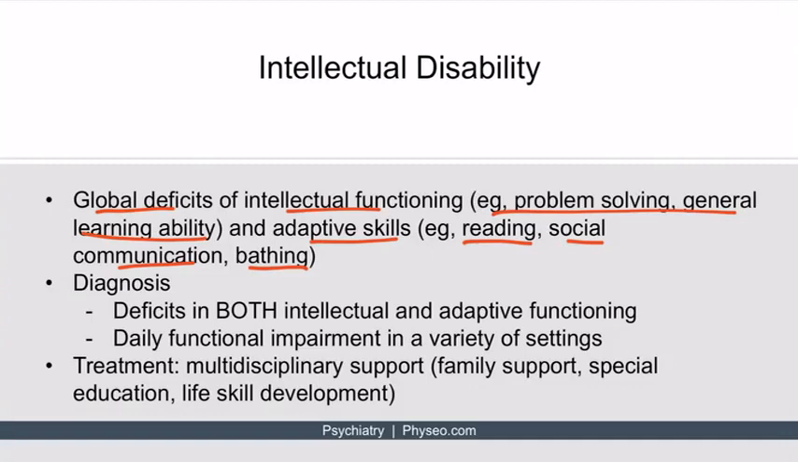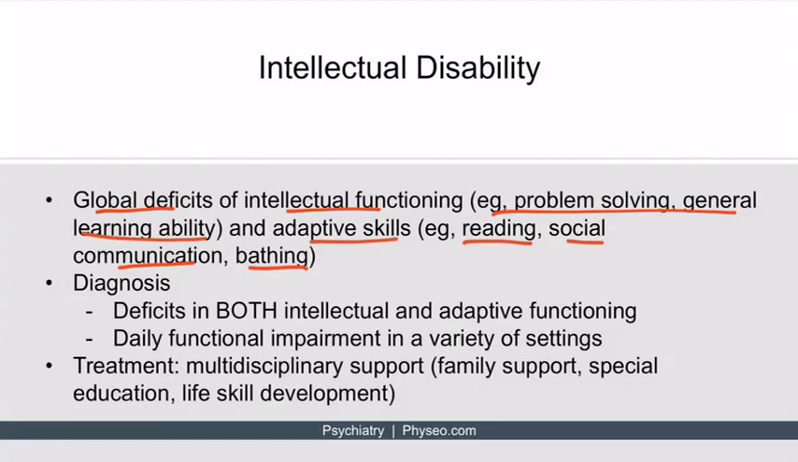The all-encompassing nature of the delays or disability is what is meant by global deficits, and this makes intellectual disability different from a specific learning disorder. For example, a child with intellectual disability will not just have difficulty learning a specific school subject. Rather, they'll have a basic inability to gain and apply knowledge in all aspects of their life.